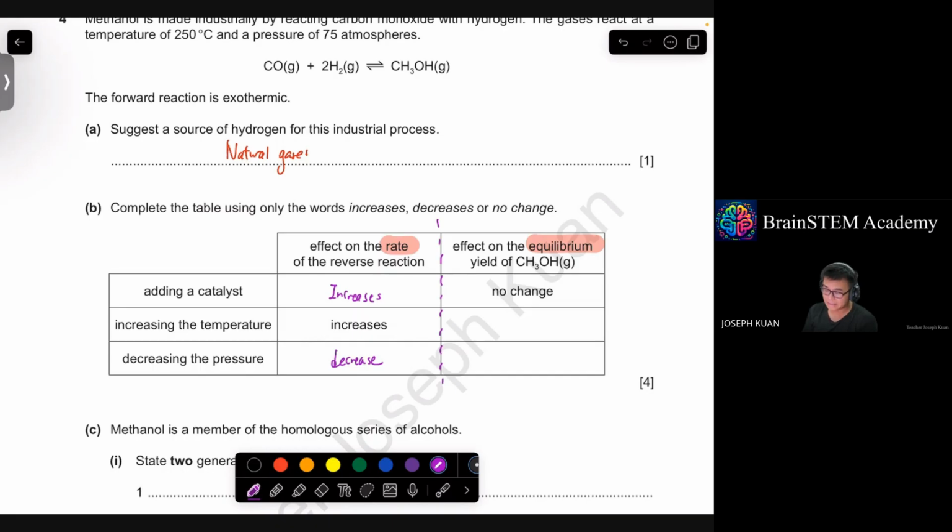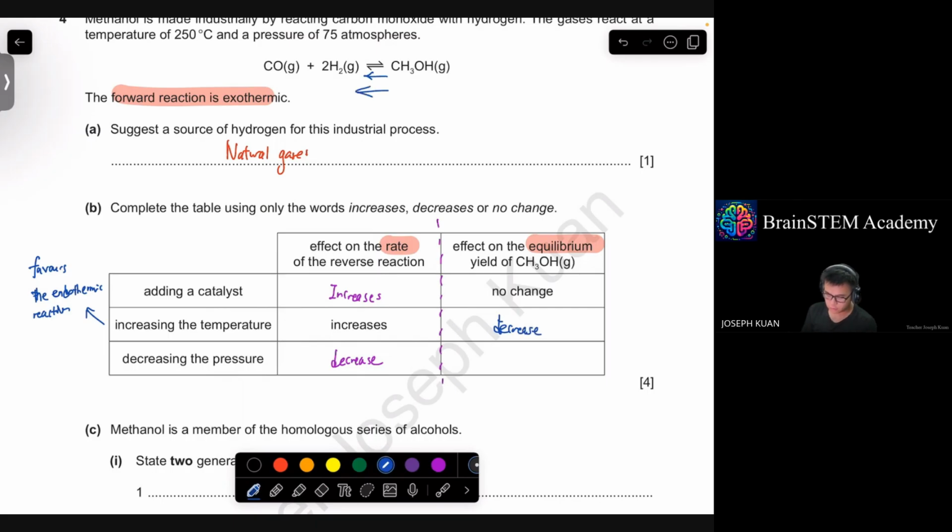Equilibrium is a little bit more complex, where adding a catalyst does not affect the yield at all. But temperature and pressure will be a different story. Increasing temperature favors the endothermic direction. So depending on the forward and the reverse reaction, which direction is endothermic? It will be the reverse reaction, because as mentioned, the forward reaction is exothermic. The reverse reaction should be endothermic. So it will favor the reverse reaction, making the yield lower.